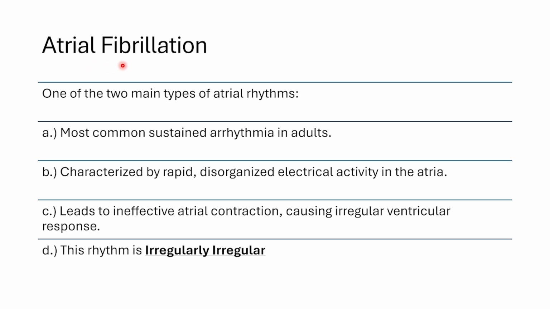So atrial fibrillation is one of the 2 main types of atrial rhythms. It's the most common sustained arrhythmia in adults as far as the atria go. It's characterized by rapid, disorganized electrical activity in the atria. It leads to ineffective atrial contraction, causing irregular ventricular responses. And this rhythm is irregularly irregular. Now, Mario, what do you mean by it being irregularly irregular?